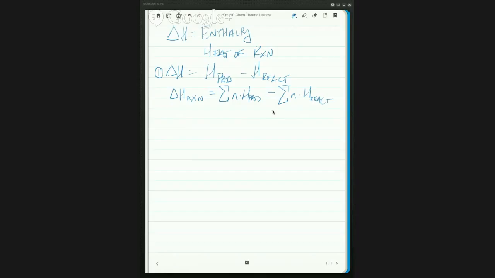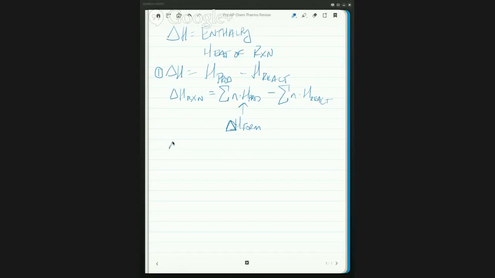If you add up all of the H's, all of the enthalpies, the heats of all of your products, minus the heats of all of your reactants, you subtract them and then you can get the delta H of the reaction. Now, these H's are very specific. They are the H's of formation. Okay? And sometimes you can call them the delta H of formation.